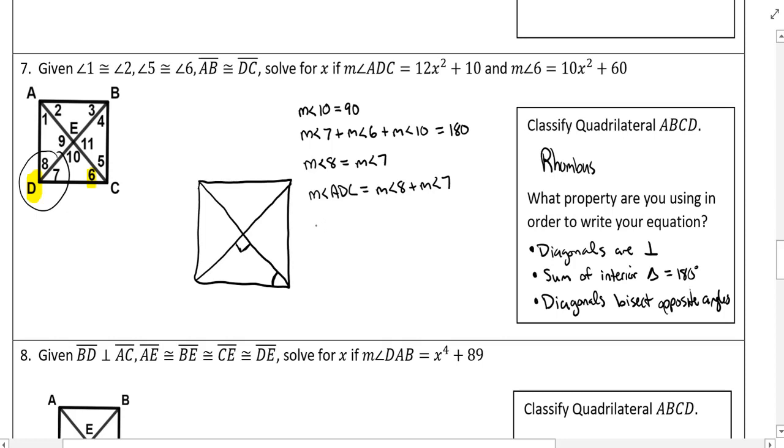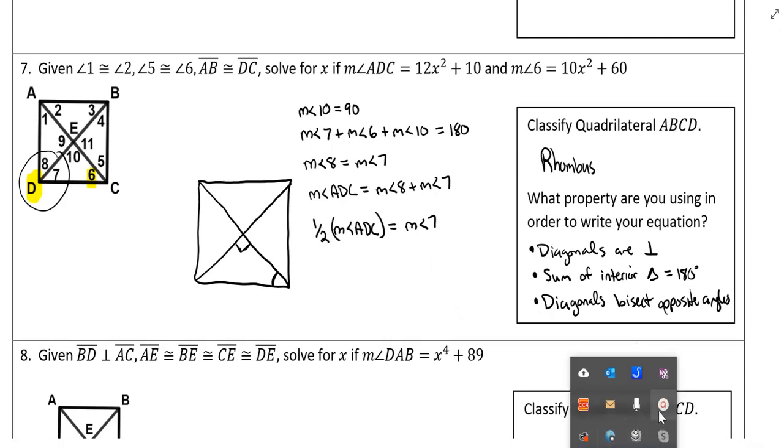And so we can say that half of the measure of angle ADC is equal to the measure of angle 7. I'm getting, trust me, I'm almost there. I know it's a long road here, but we're almost there.